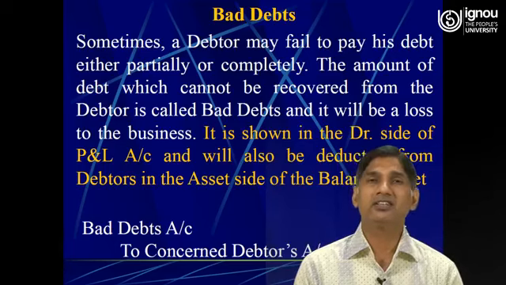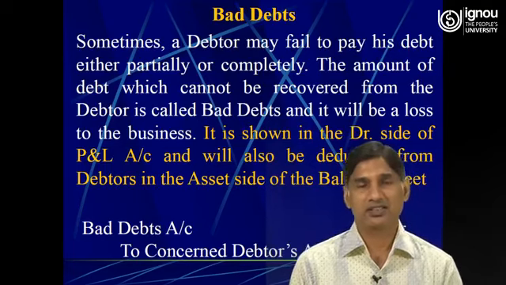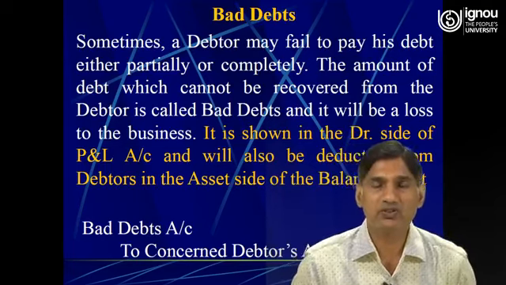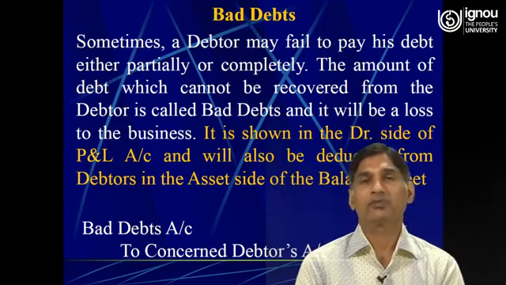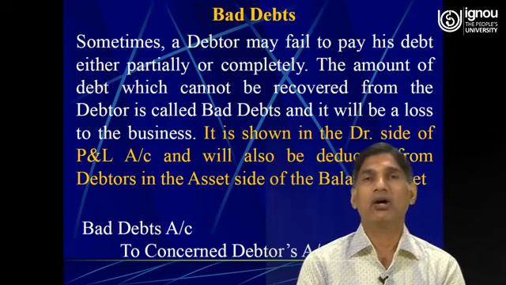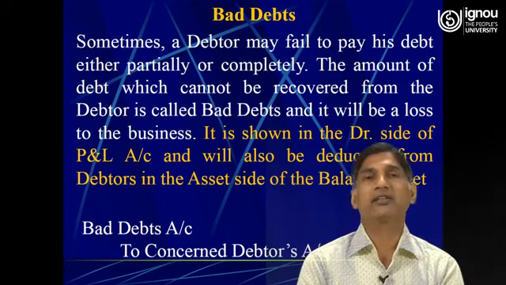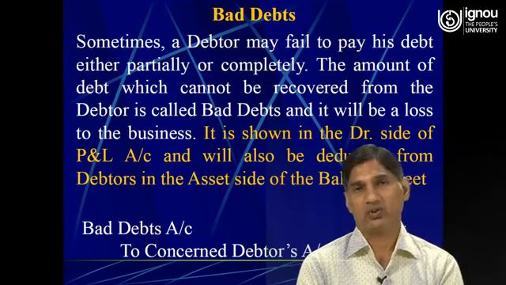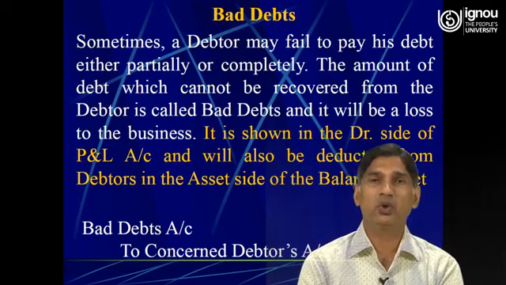So the adjustment and treatment of bad debts is very simple, because bad debts is a loss for the business. This is the amount which we could not recover from our customer. So being a loss for the business, the amount of bad debts will be shown on the debit side of profit and loss account.